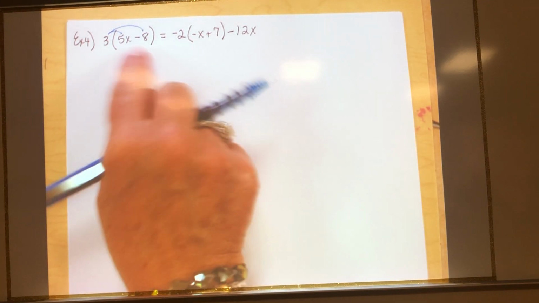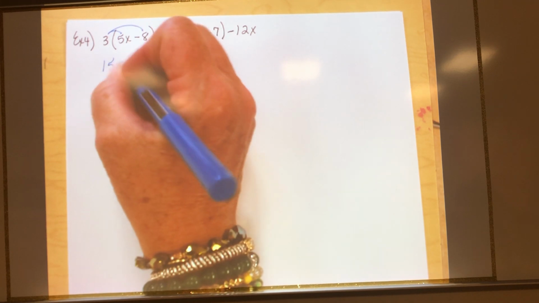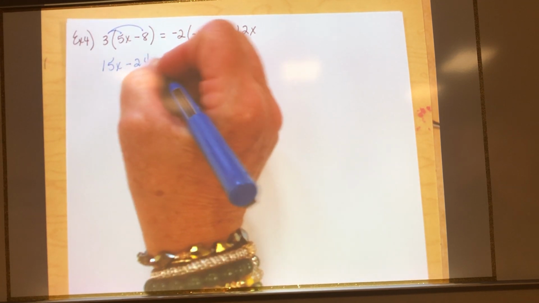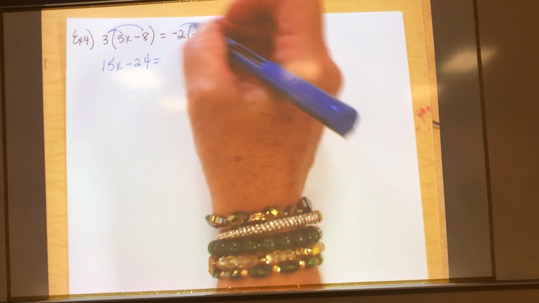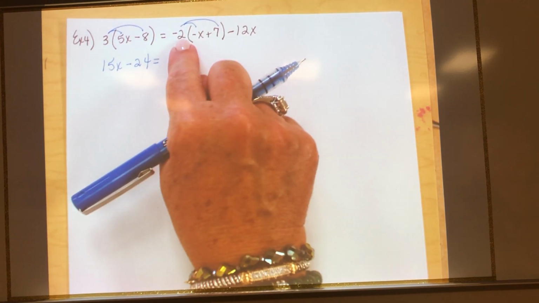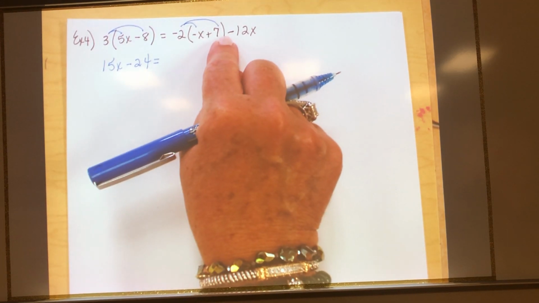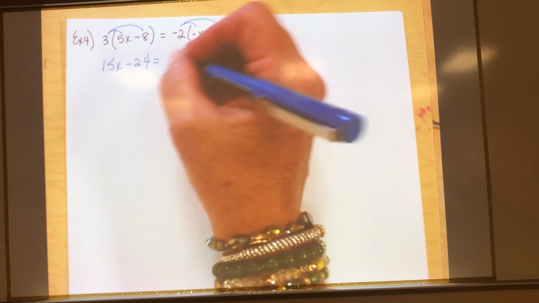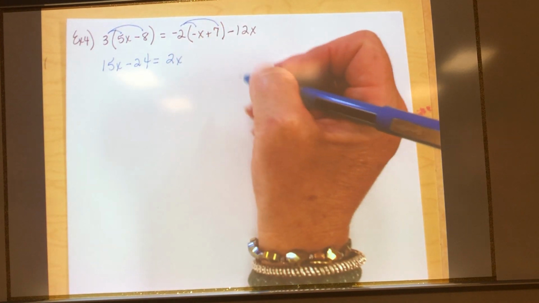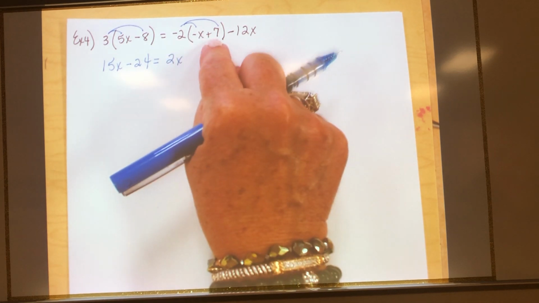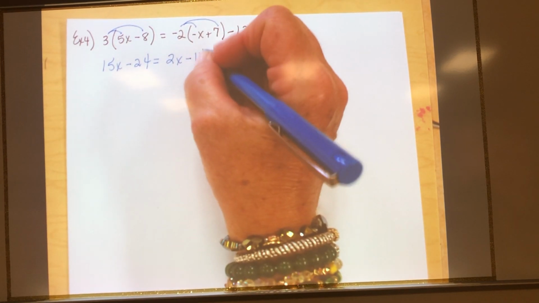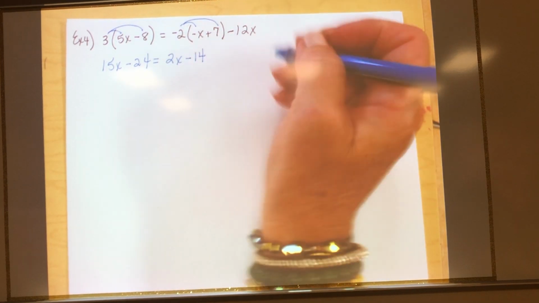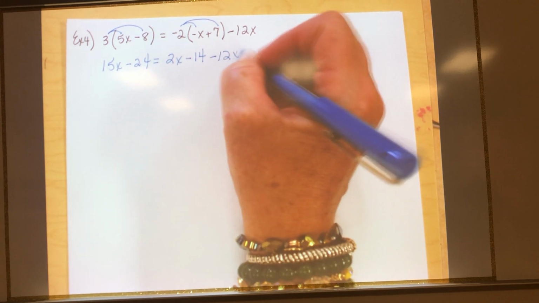When you distribute the 3, you should get 15x minus 24 equals. I'm going to be very careful with that negative. I'm going to make sure that it changes every sign in here, okay? So negative 2 times negative x is a positive 2x. And negative 2 times positive 7 is a negative 14. In the end, negative 12x.